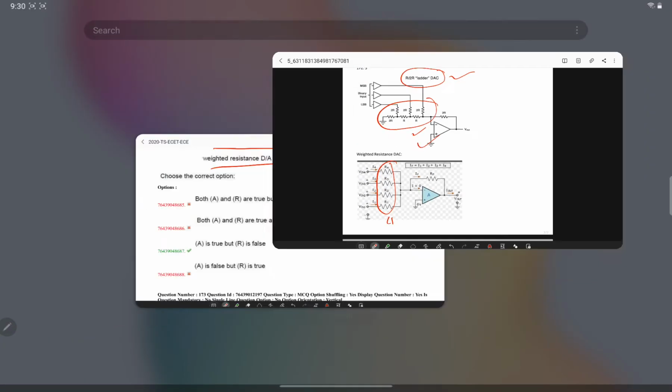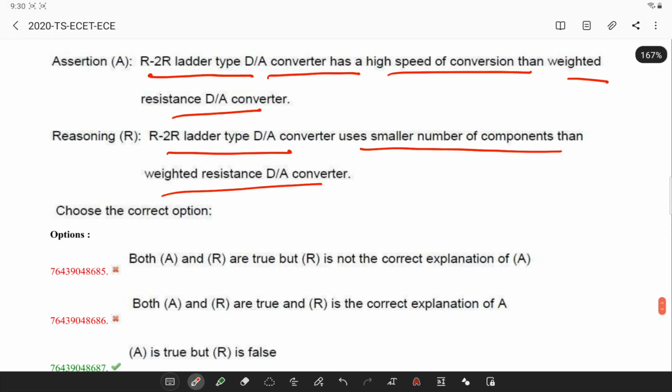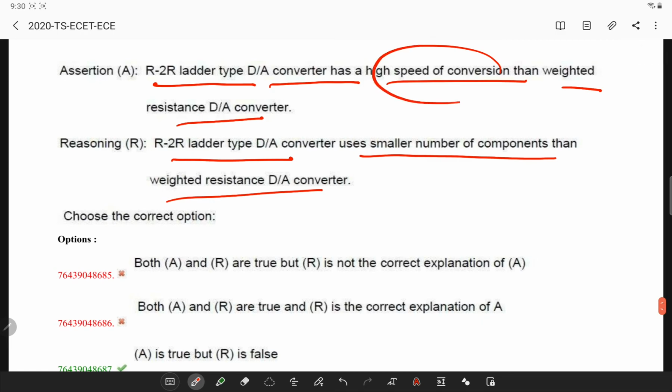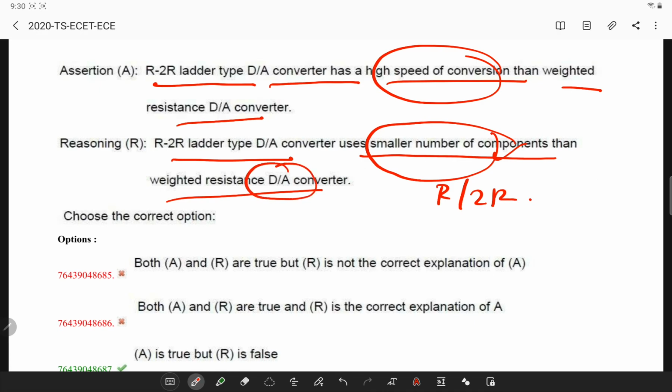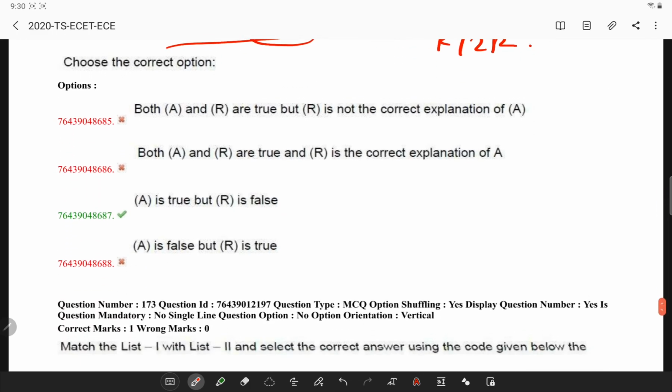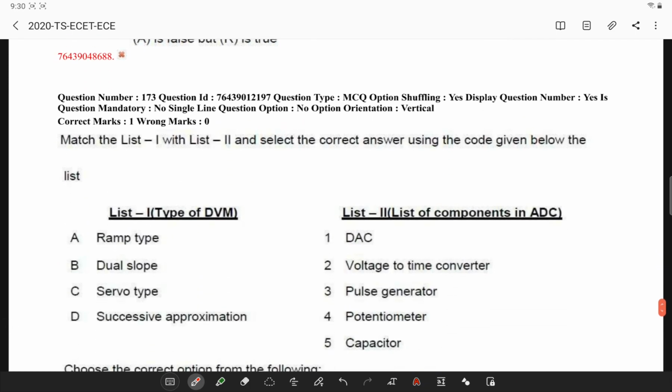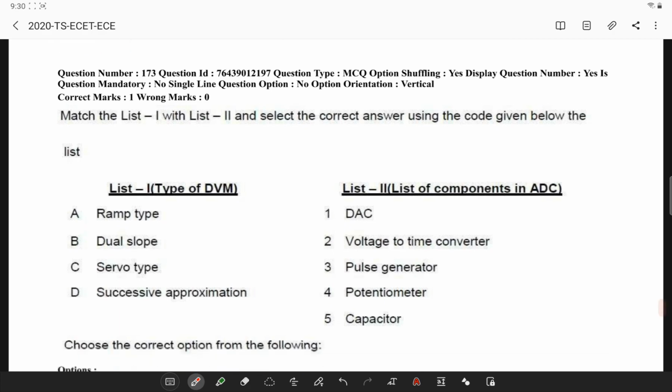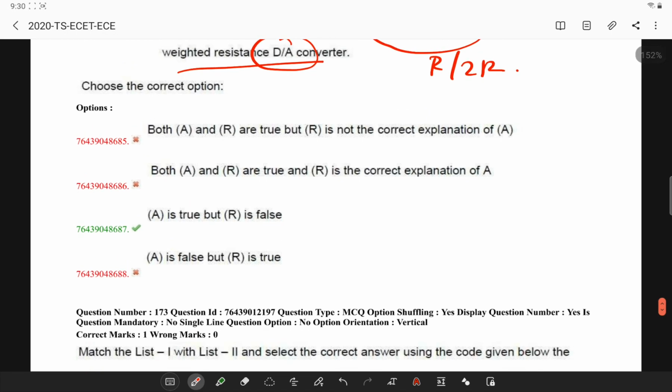Now if you see the assertion, it has higher speed of conversion and uses smaller number of components. If you observe, R-2R uses smaller number of components compared to your weighted DA resistor, because weighted resistances will require a larger range of resistor values. So with this, I complete the questions related to digital electronics in this paper.